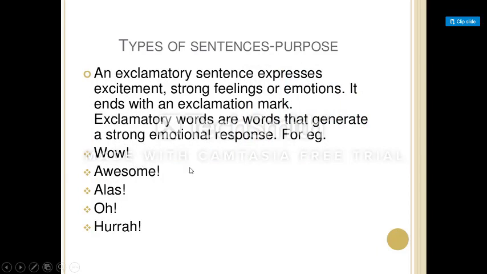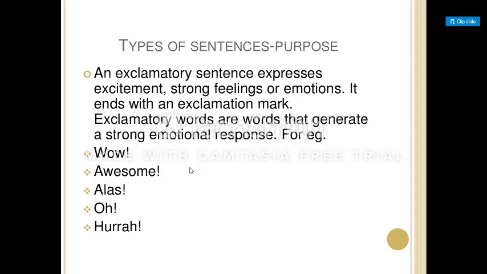Okay, let's have some examples of optative sentences. I wish I were a prince. May God bless you. May you live long. May Allah bless you with a bright career. Would that I were the president of Pakistan, like that. So here arises a question, dear students: how do they differ from exclamatory sentences? If both end with an exclamation mark, how to differentiate them?